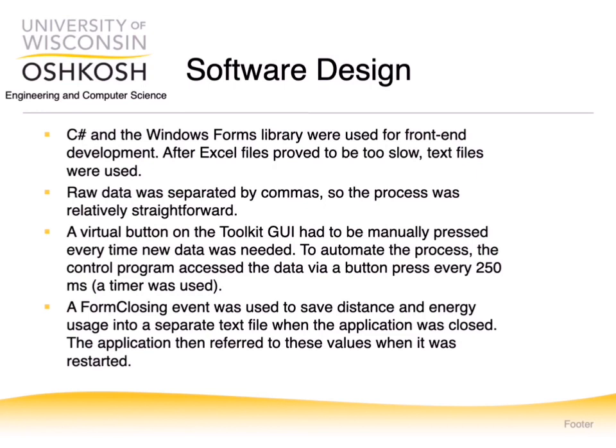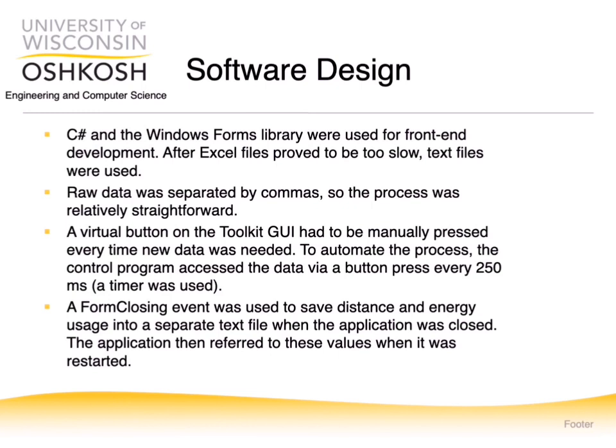A virtual button on the Toolkit GUI had to be manually pressed every time new data was needed. To automate the process, the control program accessed the data via a button press every 250 milliseconds, which is a quarter second. The button was programmed to be pressed automatically and was hidden from the user to avoid confusion. Thus, a fresh set of results was obtained from Toolkit every quarter second.